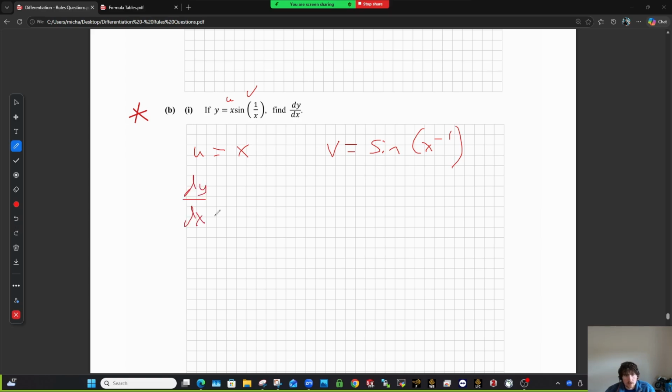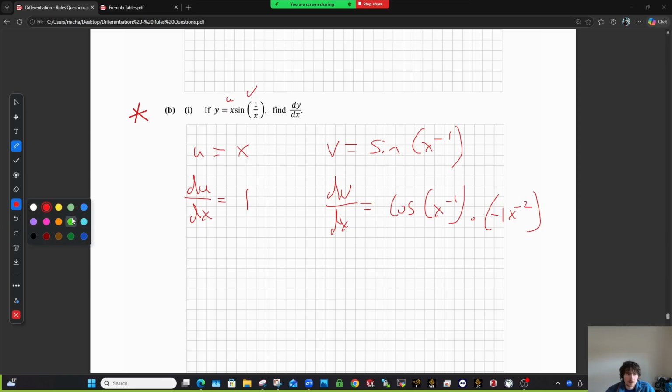du dx will be the number 1, the derivative of that. dv dx will be equal to sine becomes cos. The inside stays exactly the same, and then we multiply by the derivative of the inside, which will be minus 1 out the front, x to the minus 2 like that.